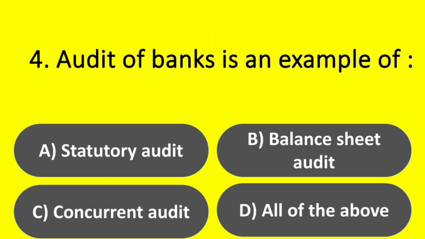Question. Audit of a bank is an example of: Option A, statutory audit. Option B, balance sheet audit. Option C, concurrent audit. Option D, all of the above. Answer: Option D, all of the above.